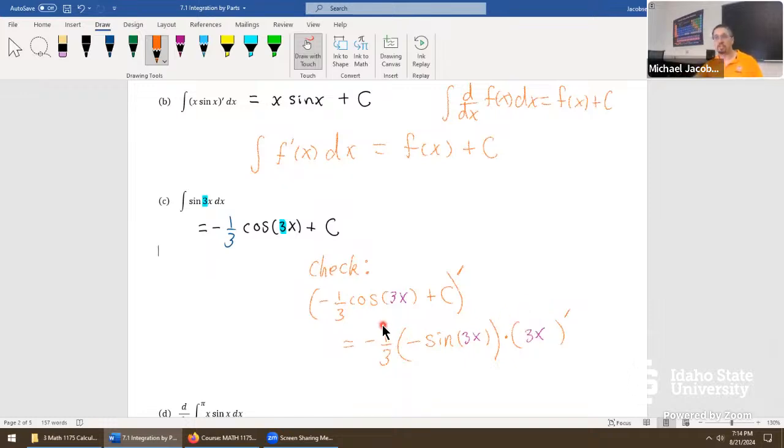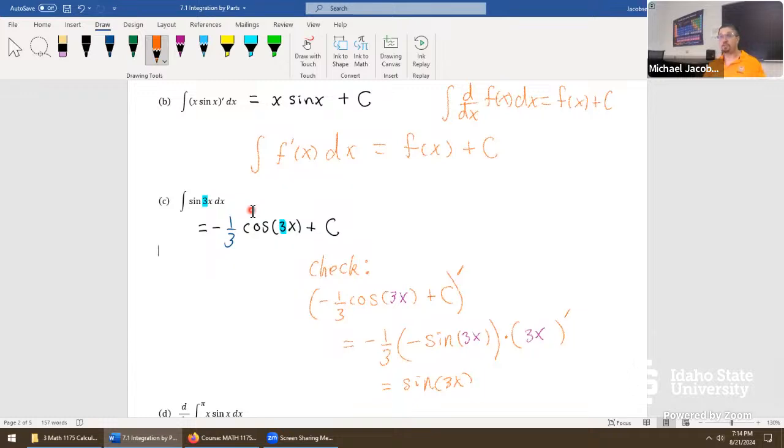That 3 cancels with this 1/3, and it's going to leave behind negative of a negative sine 3x. We obtain sine 3x, which is the original integrand way up here, and that tells us the check is valid and complete. So it's kind of interesting. The check, in my opinion, is a little bit harder than the actual problem right here, but that's how derivatives and integrals go. Sometimes one is far harder than the other. Usually it's integration that's harder.